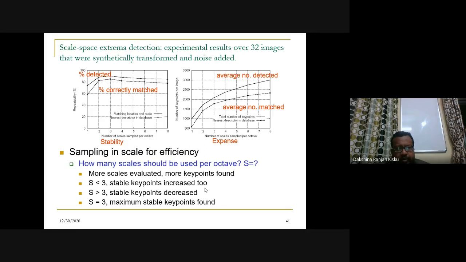That means for matching location and scale, we have the repeatability near about 80%, and for nearest neighbor in database, we have the repeatability up to 60%. Okay, so now for both these cases, we can consider up to three scales per octave. So we cannot consider four scales, five scales, six scales, seven scales, because after three scales both these curves are getting flattened. Okay, so the maximum number of scales will be three per octave.